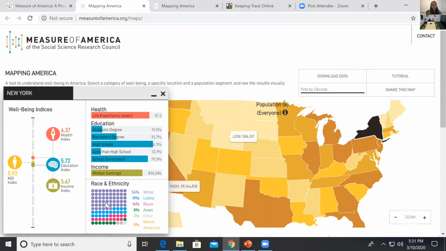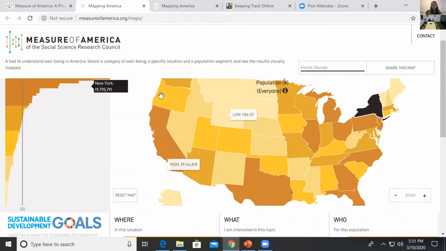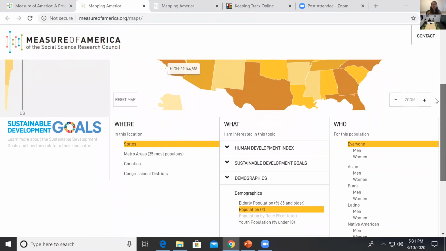You also have race and ethnicity broken down here. I'm sure if you compare different states, those with a higher level of people of color, just based on the history of sort of racial politics in our country, you would see that there are some disparities in states that have higher populations of people of color. So that's just sort of the landing page.